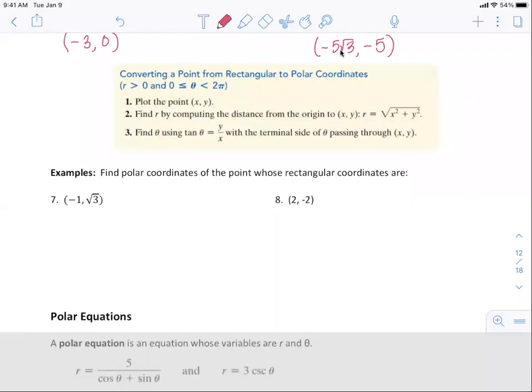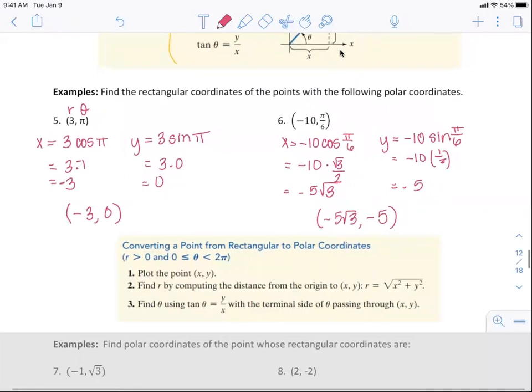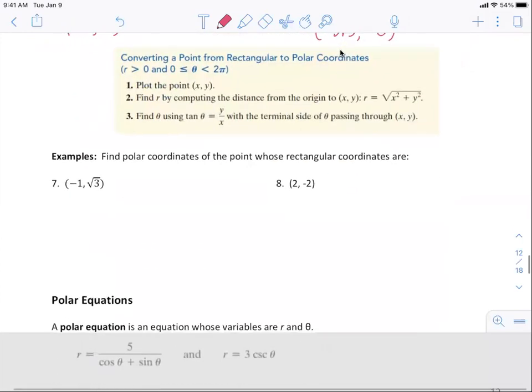All right, before we talk about polar equations, I realized that examples 7 and 8 didn't make it into the previous video. In the previous video, we talked about taking a polar coordinate and switching it to a rectangular coordinate. But what we want to do now is go the opposite direction. I have a rectangular coordinate, so we've been given an x and a y, and we want to find the corresponding polar coordinate.